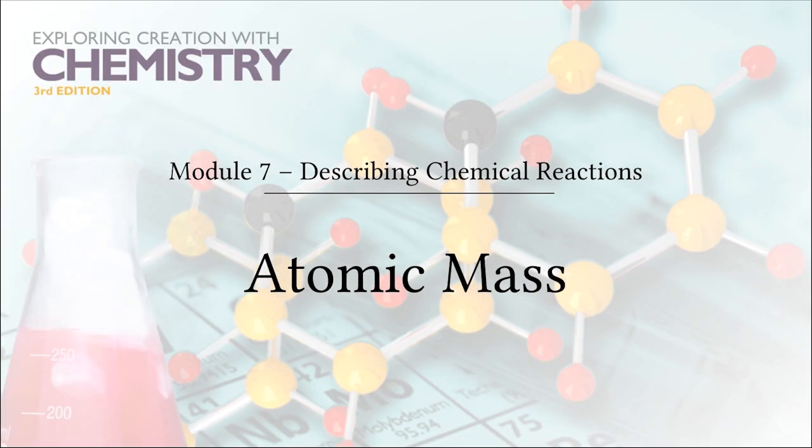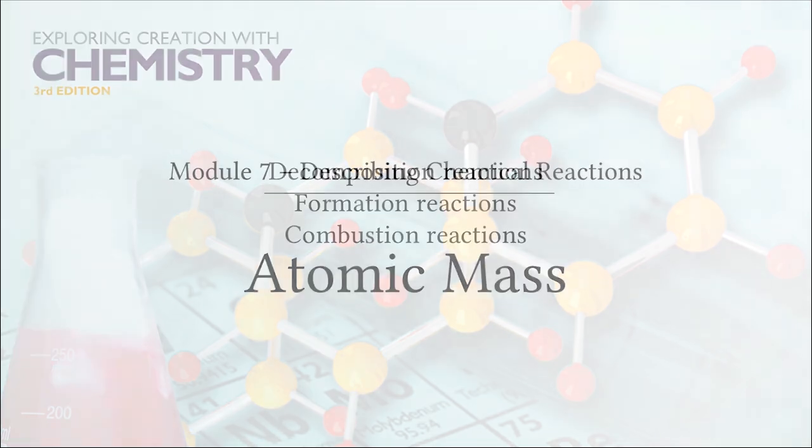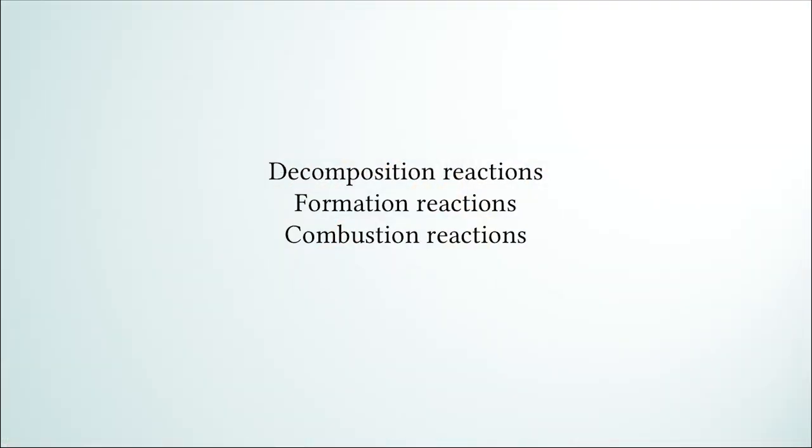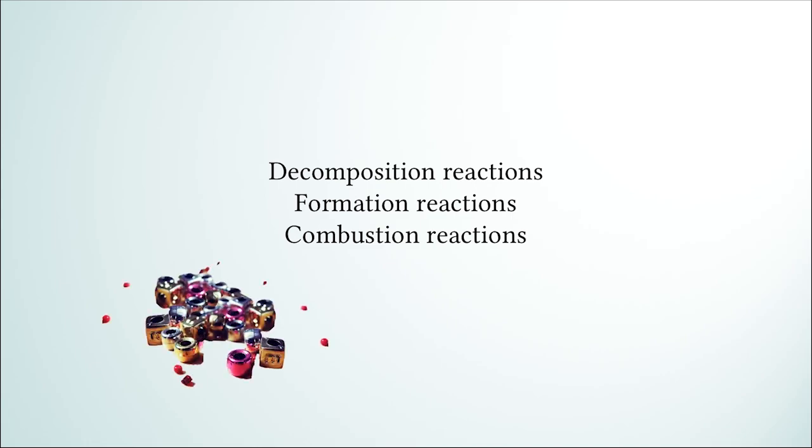Module 7, Describing Chemical Reactions. Atomic mass. Now that we've gone over the three major types of chemical reactions, we can discuss how to count atoms and molecules. Counting atoms and molecules is not like using a teeny tiny tweezer and counting them like a pile of beads. Remember, scientists have never actually been able to see an atom. So how can we count them?